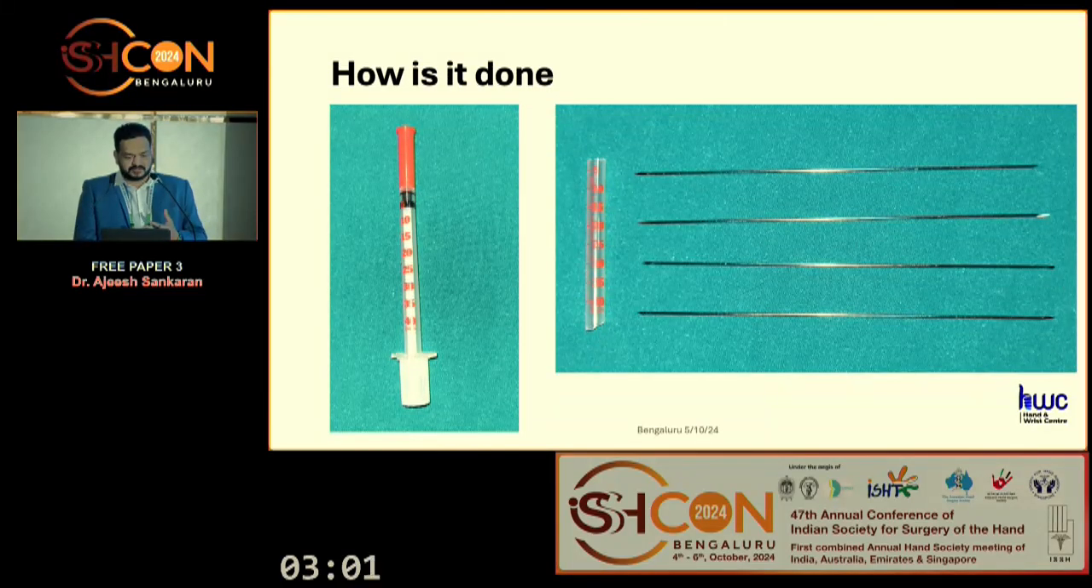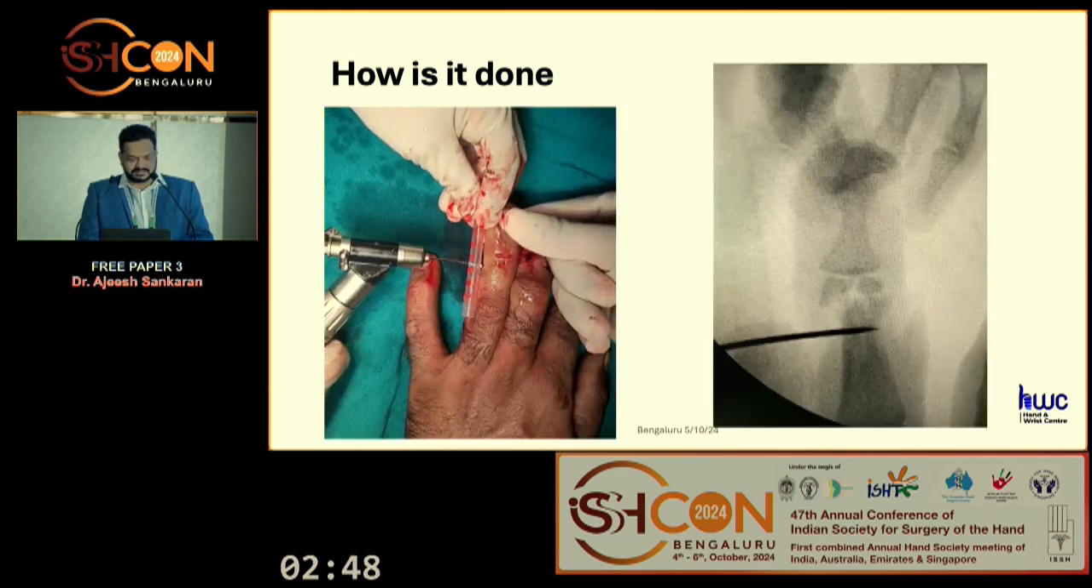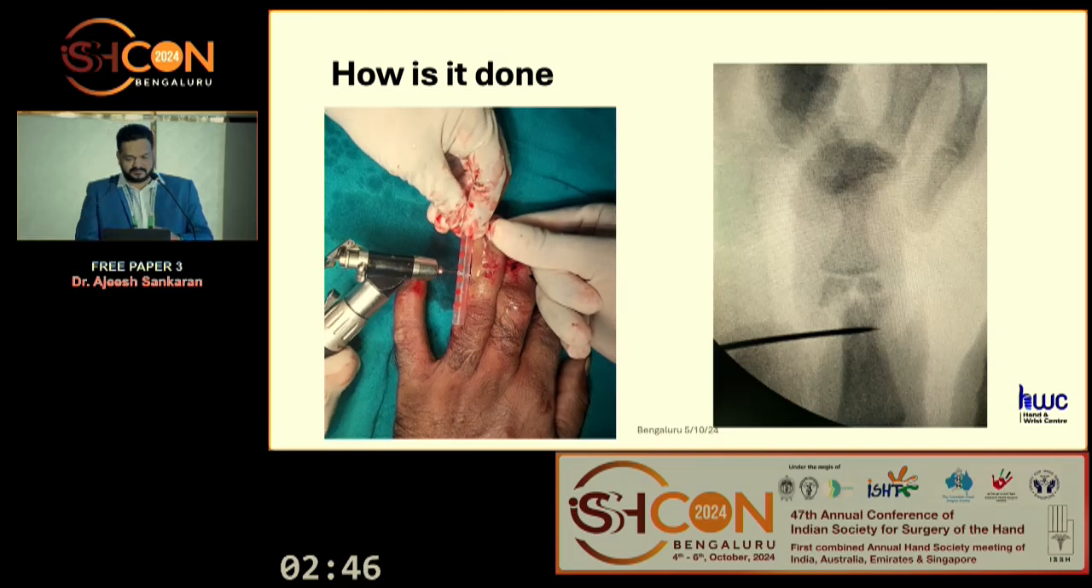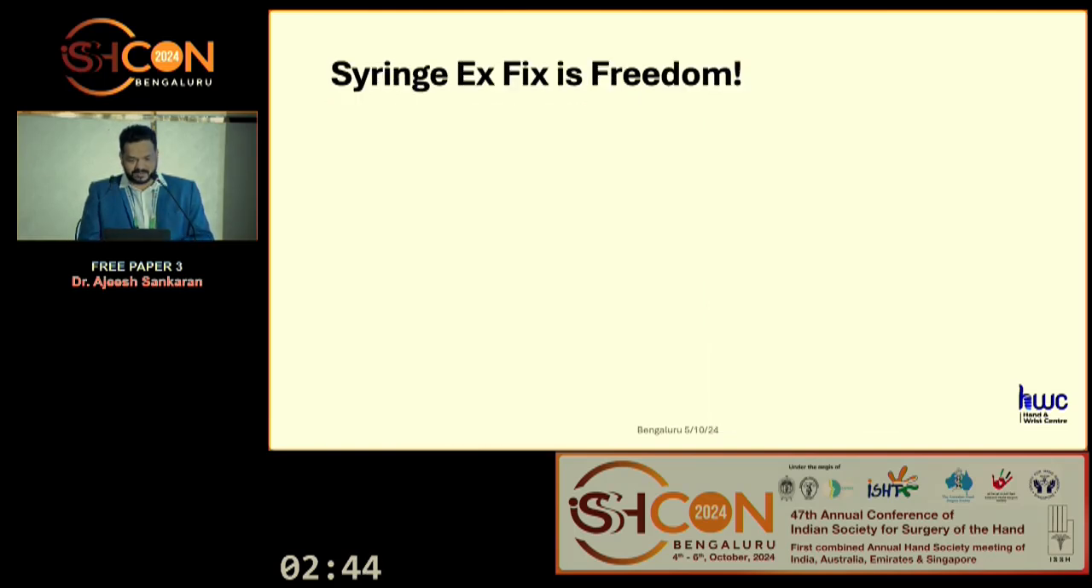And how is it done? So we use a standard insulin syringe, or the 1 ml insulin syringe, take off the peripherals, take only the barrel. And we use K-wires of whatever size we feel appropriate for the fragment that is to be fixed. And that's just a short video of basically what we are planning on doing here.